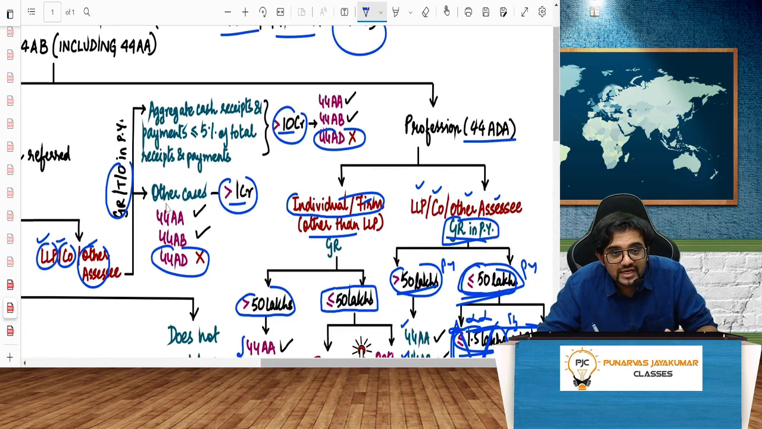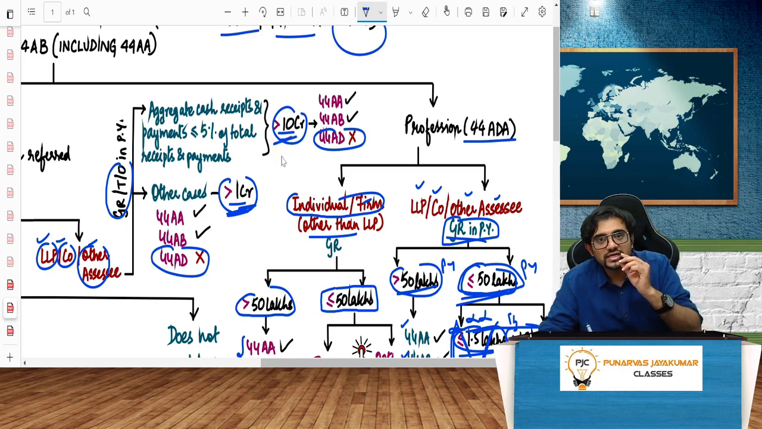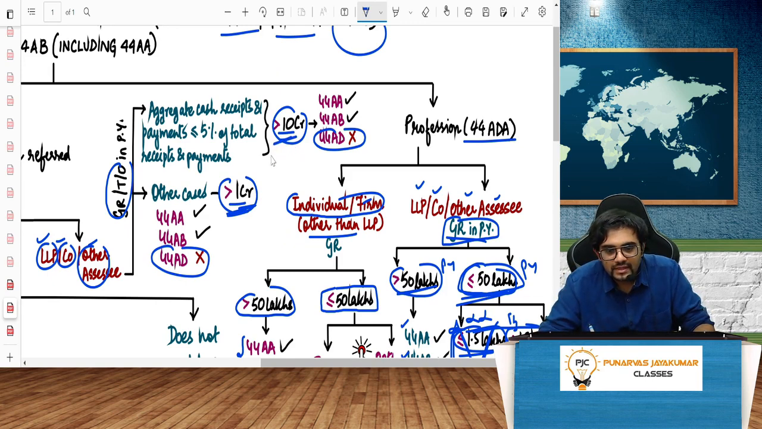So in other cases 44AA, AB will come, AD will not come. If it is more than 1 crore, AA and AB will come. If it is less than 1 crore, AA and AB will not come. If the gross receipts or turnover is greater than 10 crore, AA and AB will come, however aggregate cash receipts and payments should be less than or equal to 5%. We have already discussed that. Same limits, so this you leave.